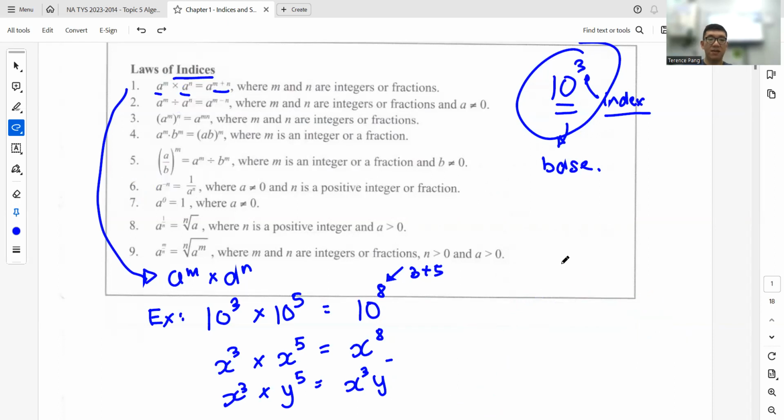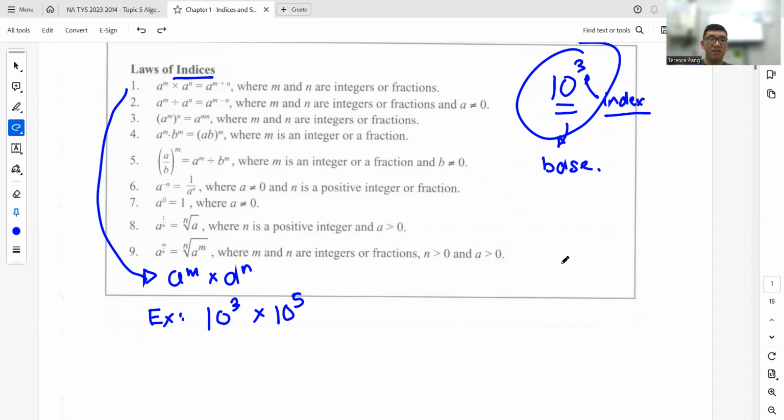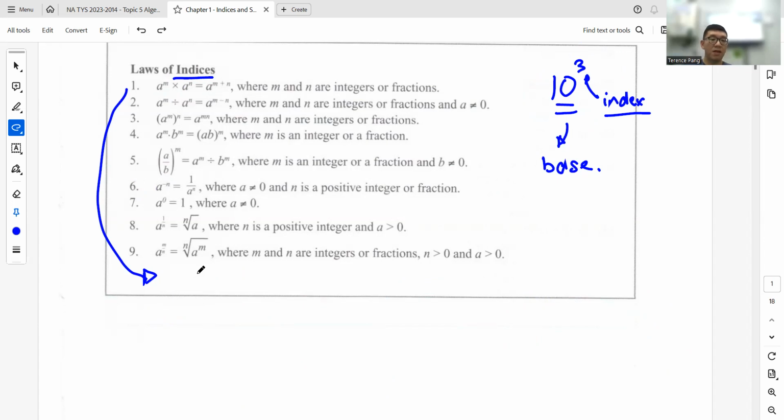The next one, law number 3, is when you have brackets. So a to the power of m, bracket, power of n. Let's give an example: 10 cubed, bracket, squared. Instead of adding the indices, you multiply. If you see a bracket, you multiply. So 3 times 2, so 10 to the power of 6. Okay. There is no fractional equivalent for positive indices, right?